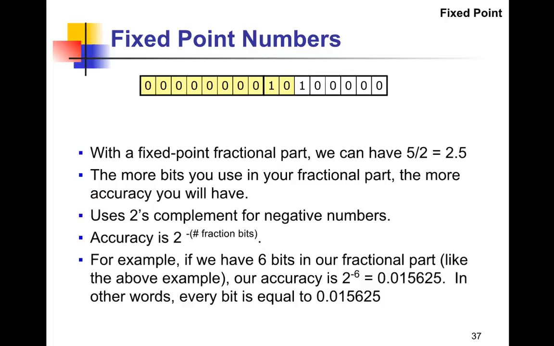Okay, so with a fixed point fractional part, we can have fractional numbers, which is nice. The more bits you use in your fractional part, the more accuracy, or smaller number, you can accurately represent. You can use 2's complement for negative numbers. The accuracy or the precision really is 2 to the minus number of fractional bits. And if we take an example, if we have 6 bits in our fractional part, like the above, our accuracy is 2 to the minus 6, which is 0.015625 if you put it in your calculator. In other words, every bit is equal to 0.015625 of a unit. The integral part is the yellow part there, and the fractional part is the white part.